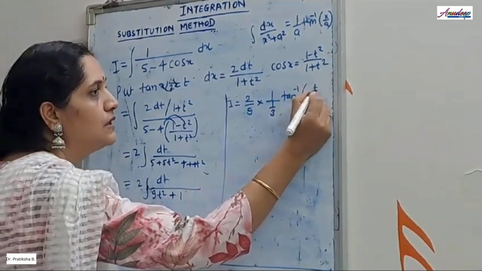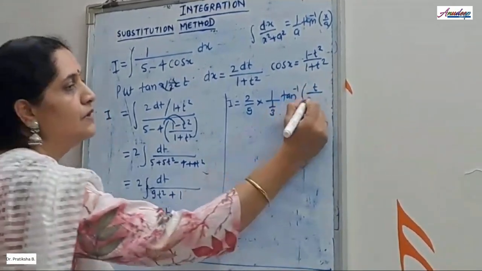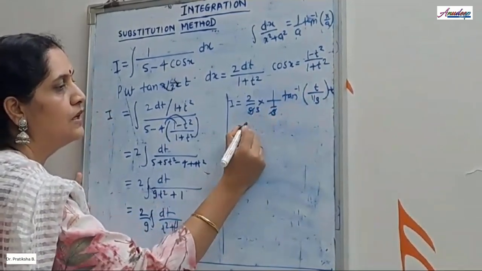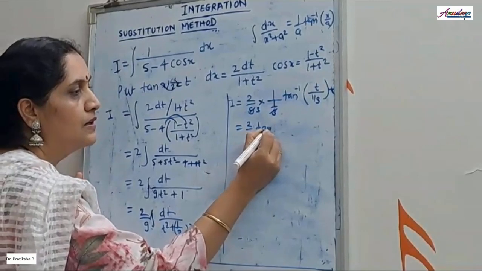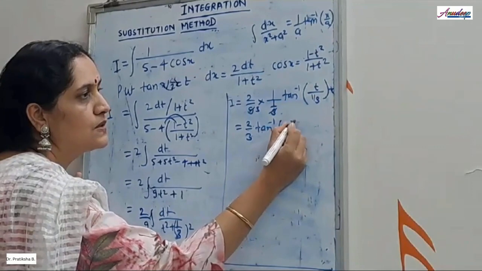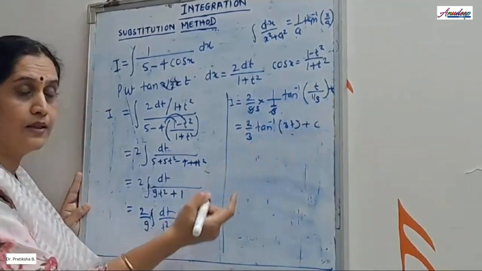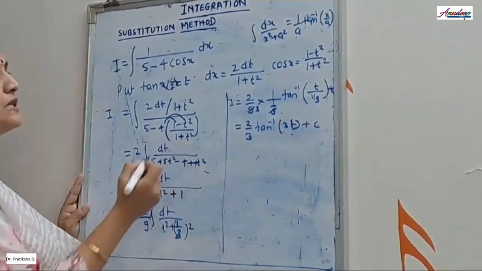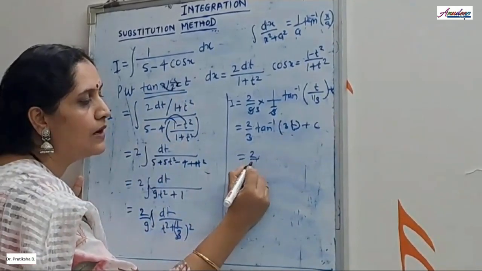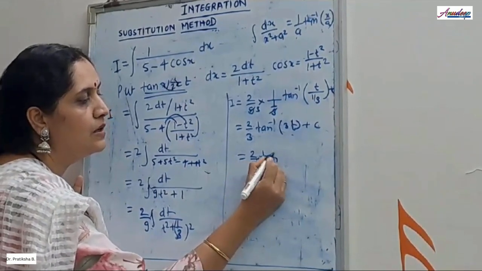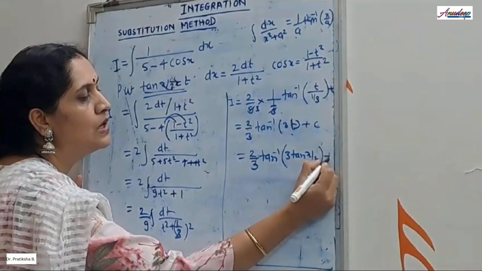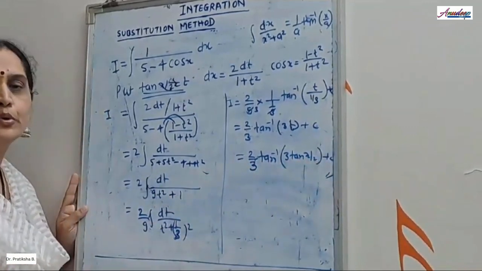X is t here, and a is 1 by 3 plus c. So 3 3s are 9. So 2 by 3 tan inverse of this 3, I can take it in the numerator. So it is 3t plus c. Again, now original value of t, what was t for us, is nothing but tan x by 2. So the final answer is 2 by 3 tan inverse of 3 into tan x by 2 plus c. This is how we are going to solve this.